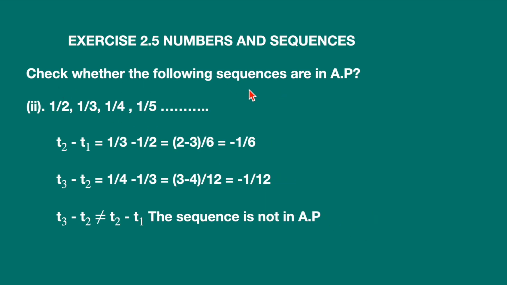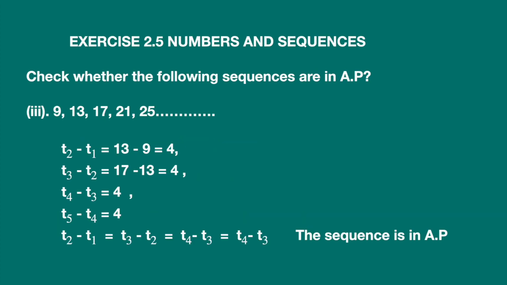Check whether the following, okay, the next sum. So here are the terms. Let us do T2 minus T1: 1 upon 3 minus 1 upon 2. Simplify, you get minus 1 upon 6. Then 1 upon 4 minus 1 upon 3. Simplify, you get minus 1 upon 12. So here you can see they both are not equal. Therefore, it is not an AP.